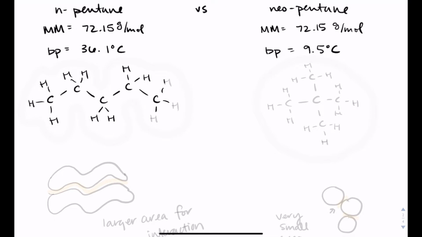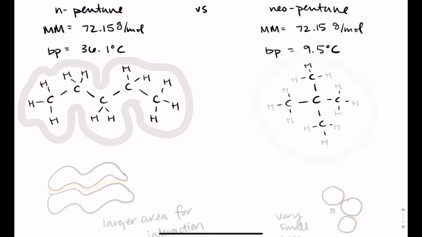So I have this long string of carbon atoms with hydrogens attached. Neopentane has a carbon in the middle. That carbon is connected to 4 carbons, and then those carbons are all connected to 3 hydrogens. So same number of each type of element, hence the same molar mass, but the shape is very, very different. I've got a long, I don't know, almost M-shaped molecule on the left with n-pentane, and I pretty much have a sphere with the neopentane.